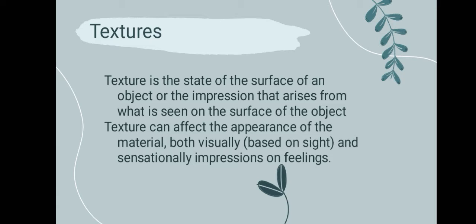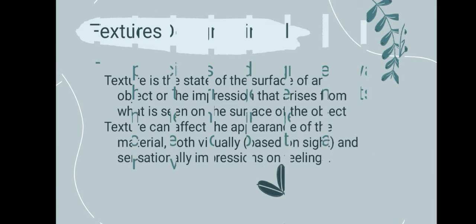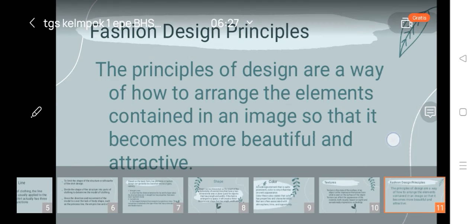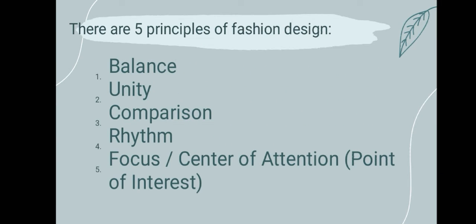Fashion design principles. The principles of design are a way of arranging the elements contained in an image so that it becomes more beautiful and attractive. There are five principles of fashion design. Number one, balance. Number two, unity. Number three, comparison. Number four, rhythm. Number five, focus or center of attention, point of interest.